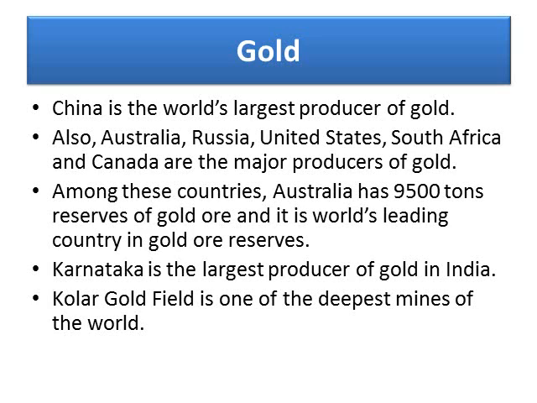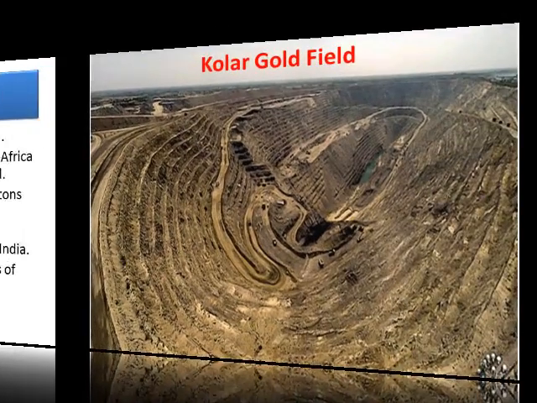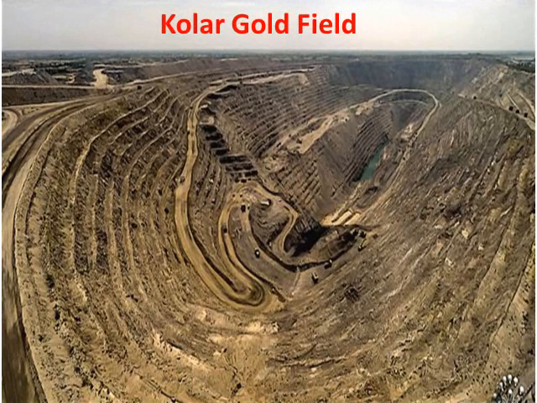Coming to India, Karnataka is the largest producer of gold in India. The Kolar gold field is one of the deepest mines of the world. The picture is that of Kolar gold fields, which has mined gold for over 121 years. After Japan, it is the second city to be electrified in Asia. It was to speed up the gold production. It was provided with electricity generated from the hydroelectric station, the first one in Asia, at Shivan Samudra.